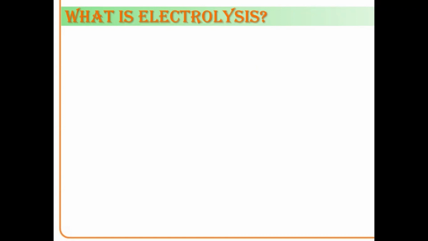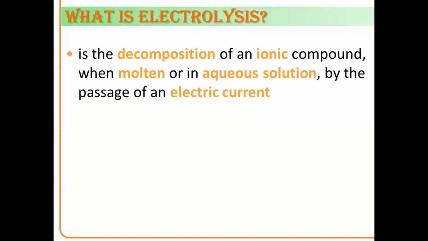In this video, we'll discuss electrolysis of aqueous ionic compounds, that is ionic compounds dissolved in water. Let's first answer the question, what is electrolysis? Electrolysis is the decomposition of an ionic compound when molten or in aqueous solution by passage of an electric current.